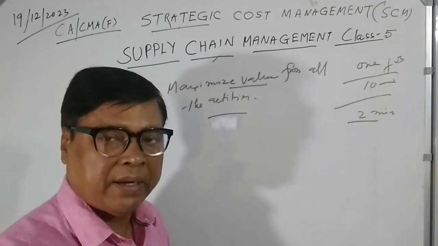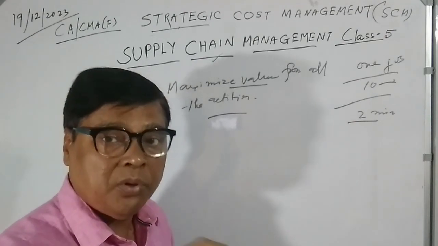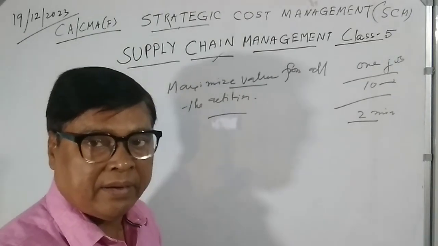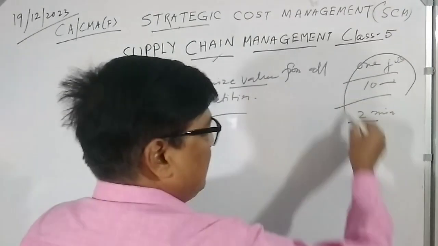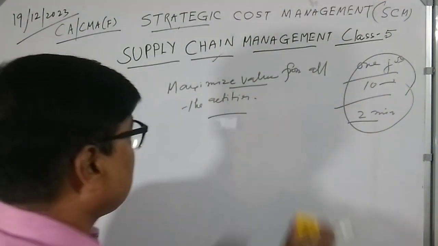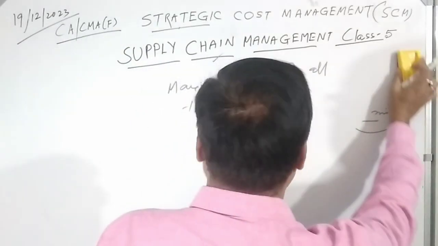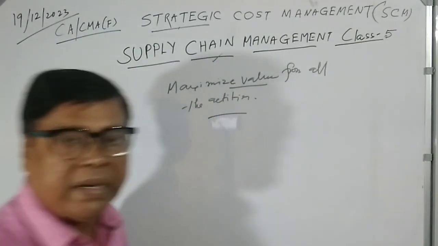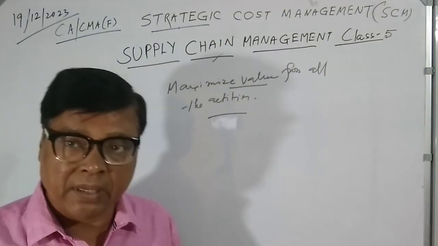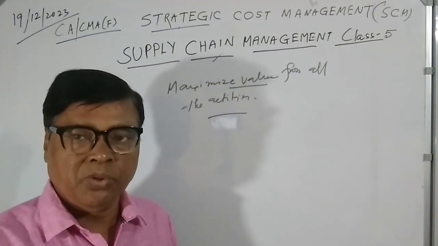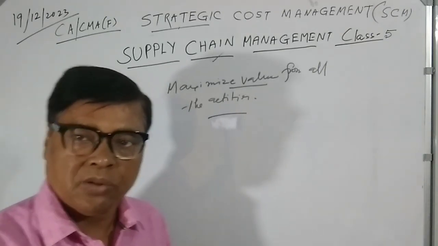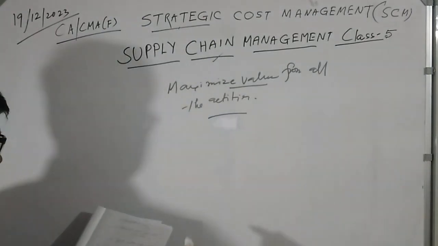You understand that the market will never stand still. If your customers do not get the material in time, they definitely will go to the second person, because today's is the open market. So that is the concept of maximizing value from all activities, right from your procurement of raw material till production, storage, distribution, and finally going to the retailer. So all these processes we have to understand.